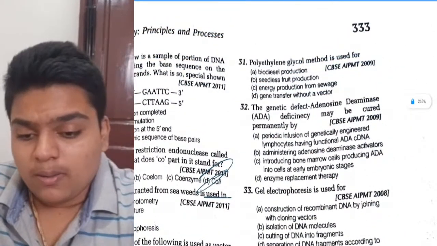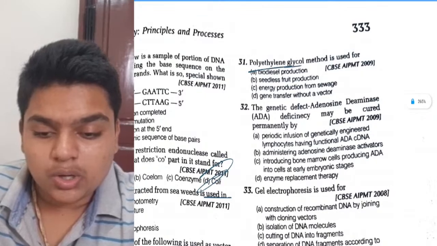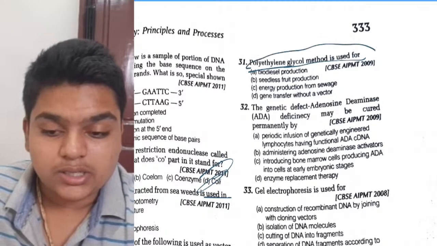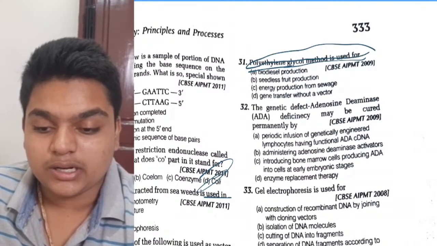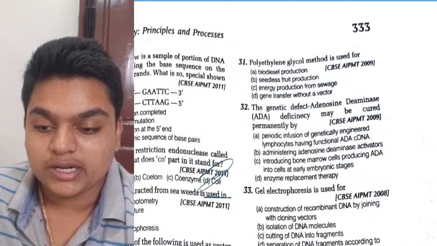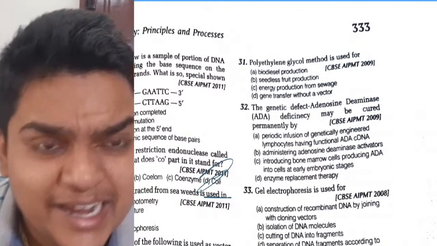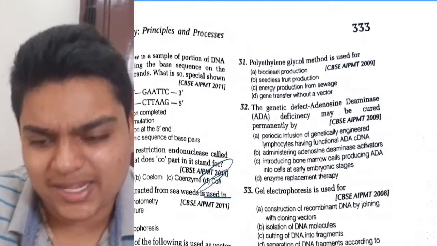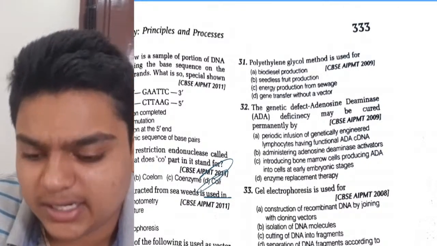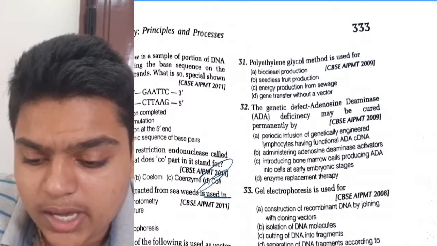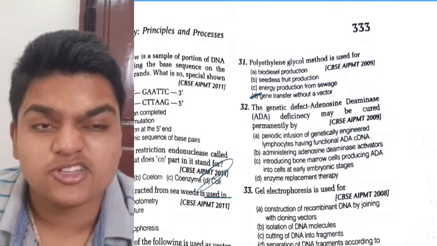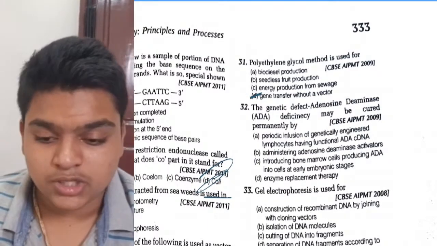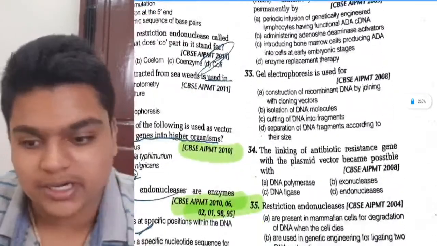Now, the polyethylene glycol method is used for. Come on, answer the question, guys. Answer it correctly. Okay, that is gene transfer without a vector. It does gene transfer without a vector.